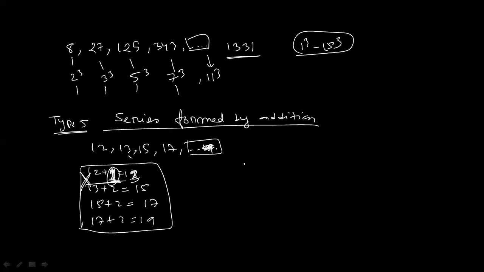Now see, 2 is a prime number. If you add 10 to this number, it will be 12. In the same way, 3 is the next prime number. If you add 10 to it, it will be 13. The next prime number after 3 is 5. Add 10, it will be 15. The next prime number after 5 is 7. If you add 10, it will be 17.